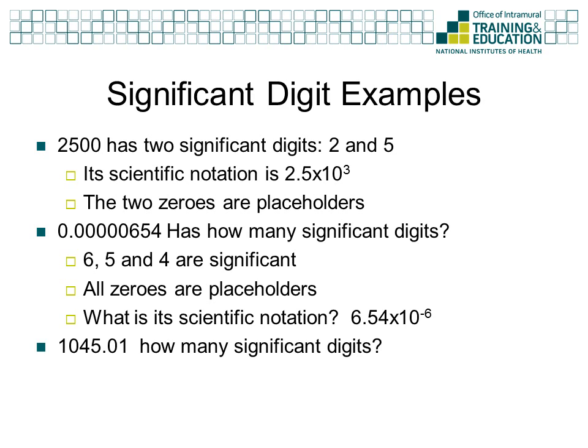Now, how many significant digits are in the number 1045.01? All 6 of the digits are significant, as none of the zeros are placeholders. Again, if you were to write this number in scientific notation, you would use all the digits. It would be 1.04501 times 10 to the third.